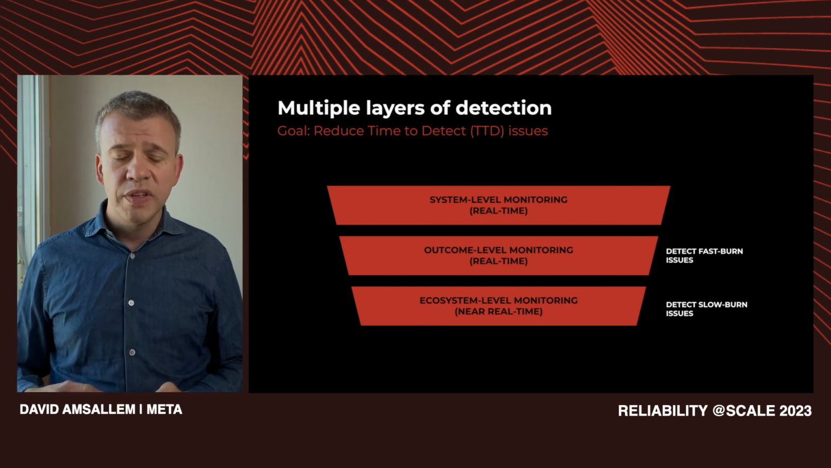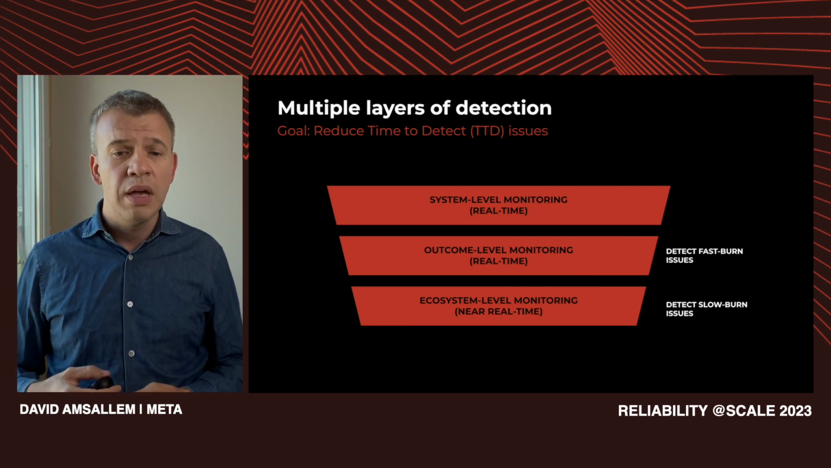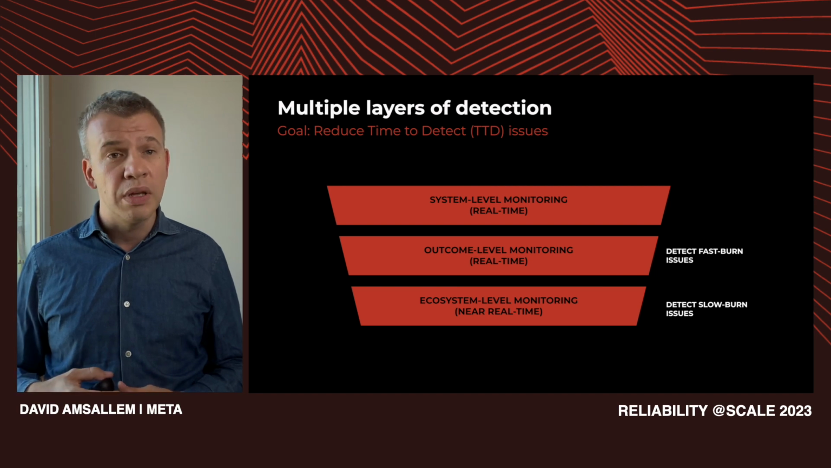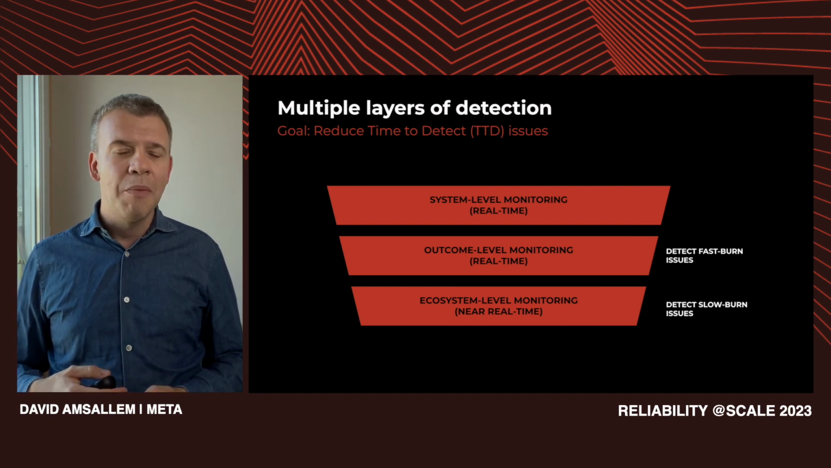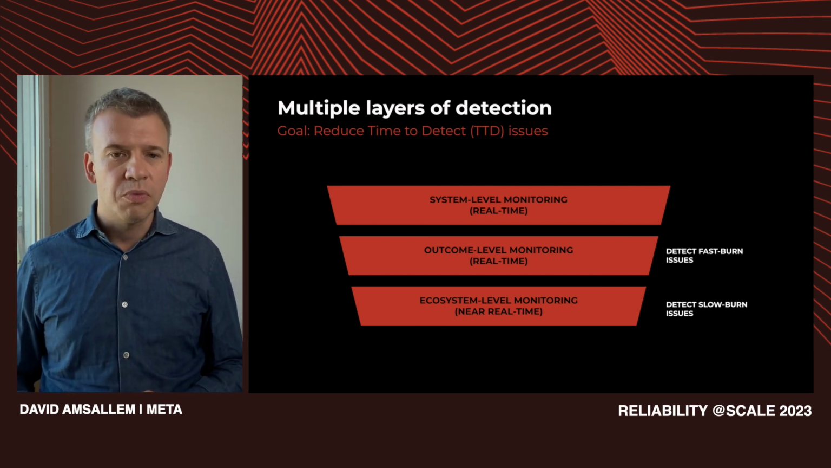And then for some issues that we call slow burns, it usually takes more time for us to detect them because they're more subtle in our systems. And this is where we invested in more ecosystem-level monitoring dedicated to catching these issues faster. I'm now going to deep dive into how we focused on this problem.